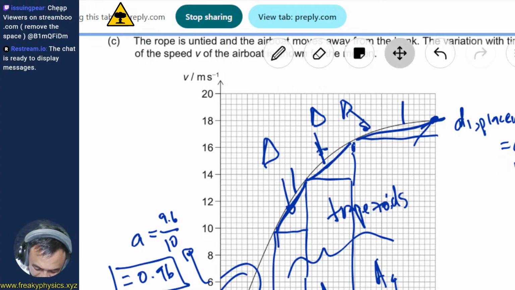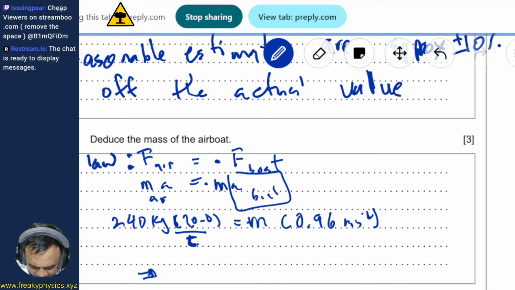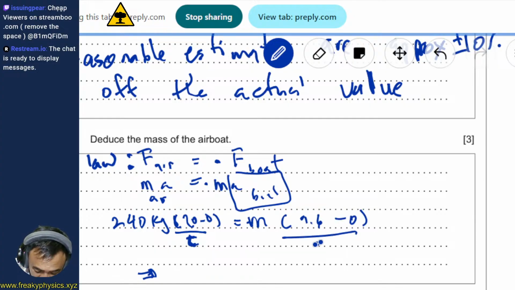Okay, so we're going to put that value in here. 0.96 meters per second squared. Let's do it in the better way. So that's going to be 9.6 minus 0 over 10 seconds. So this is going to be also over 10 seconds. So that 10 still cancels out, right? So either way, we get the same thing.